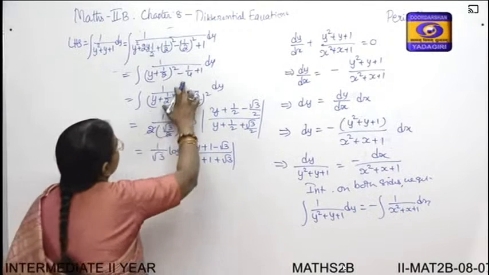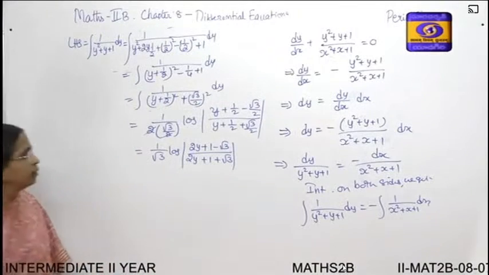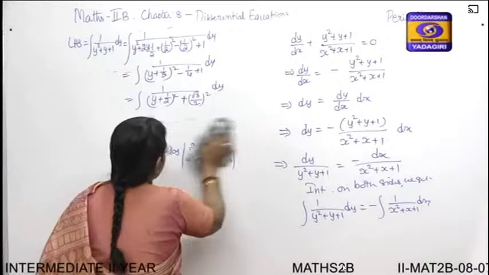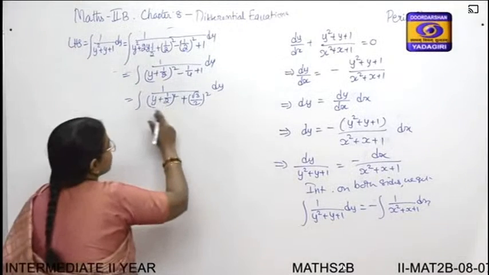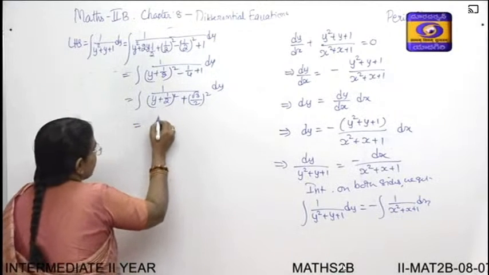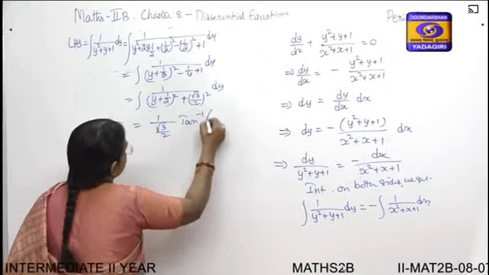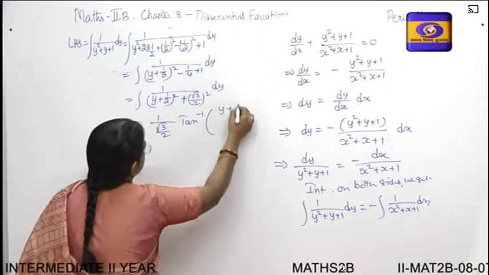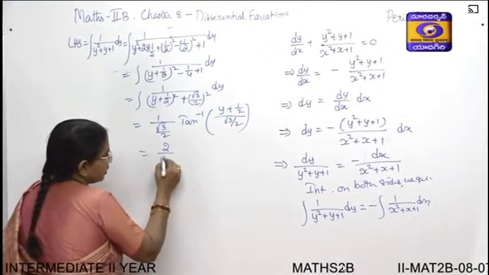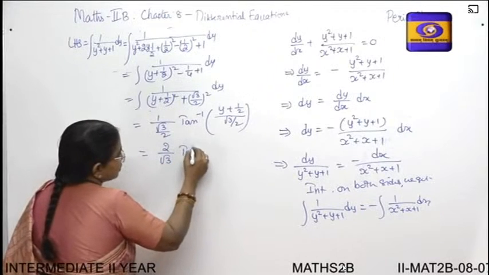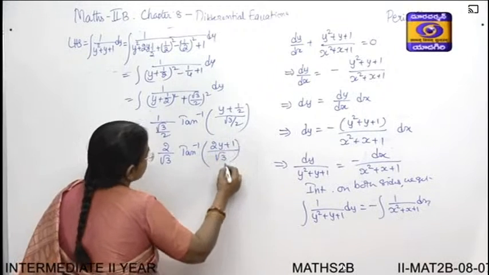Sorry, this is plus. This is plus root 3 by 2. So now it is not the logarithm formula. So it is tan inverse. It is in the form 1 by x square plus a square. So 1 by a tan inverse x by a, root 3 by 2. So this is 2 by root 3 into tan inverse of 2y plus 1 by root 3. So this is your answer.